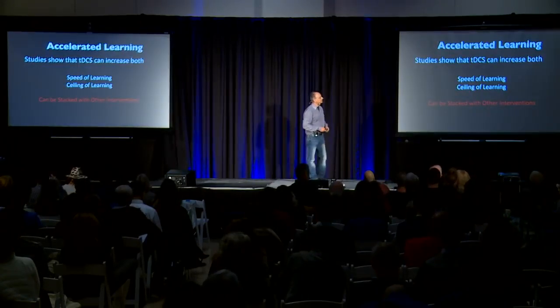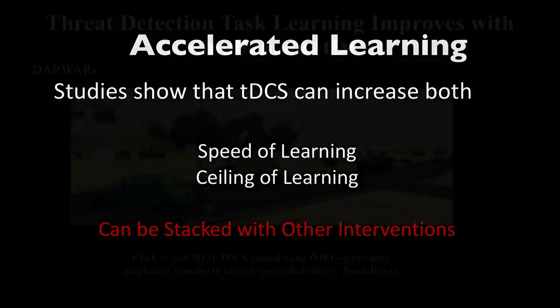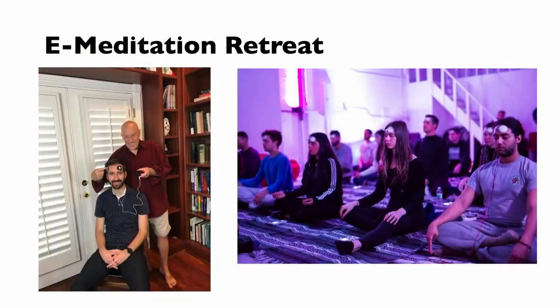So studies show that TDCS can increase both the speed of learning as well as the ceiling of learning, and it can be stacked with other interventions. So Jay's lab actually, Vince Clark in Jay's lab showed that TDCS can be used to accelerate or improve task learning in threat detection for the Army. Of course, we are interested in improving learning for meditation, and both Jay and Bashar have already talked about the e-meditation retreats that's happening in Vermont.